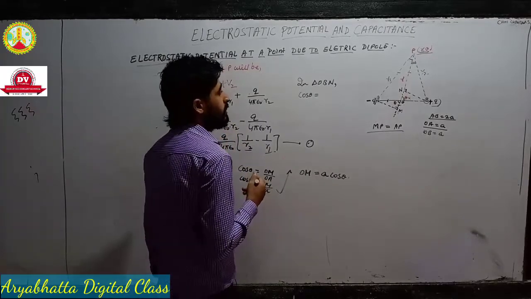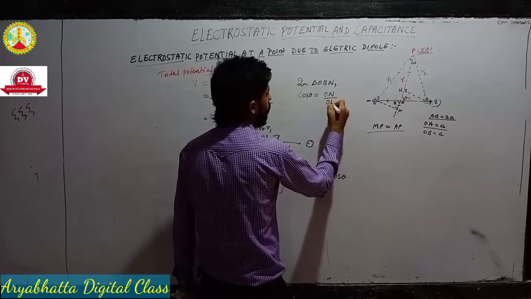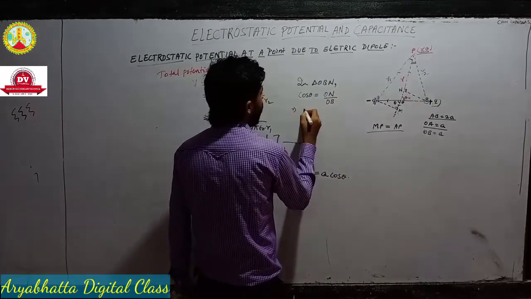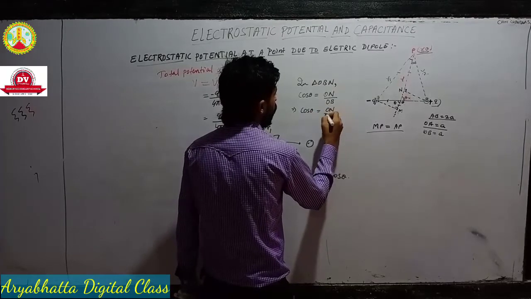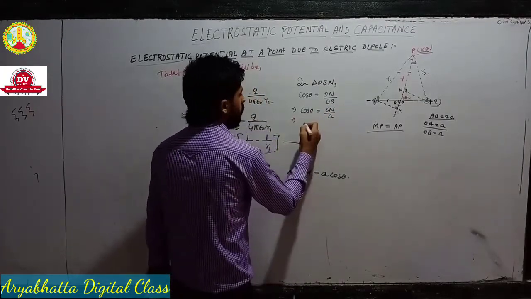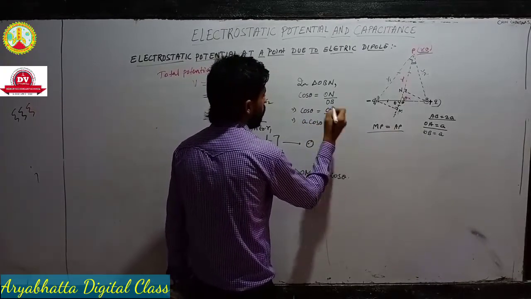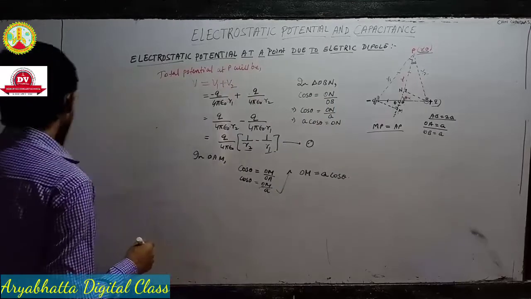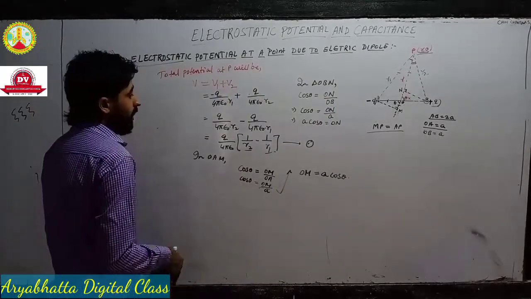Cos theta is equal to ON by OB. So we have just taken out OB is how much? OB is your A. So what is the value of ON? A cos of theta is equal to ON. Is it okay to everyone, this part? So we have taken out the value of ON and OM.